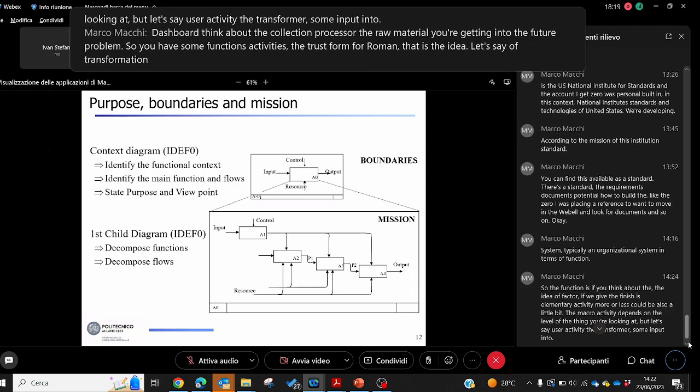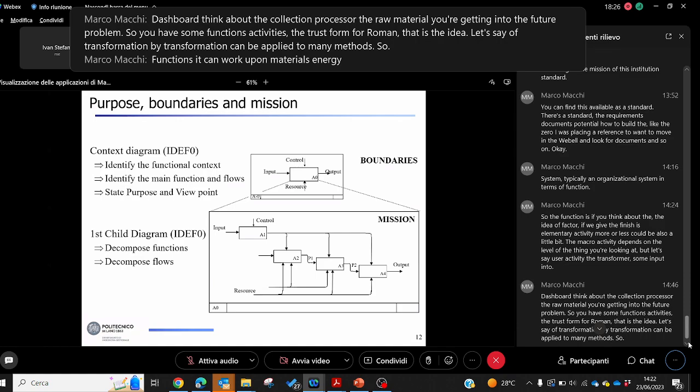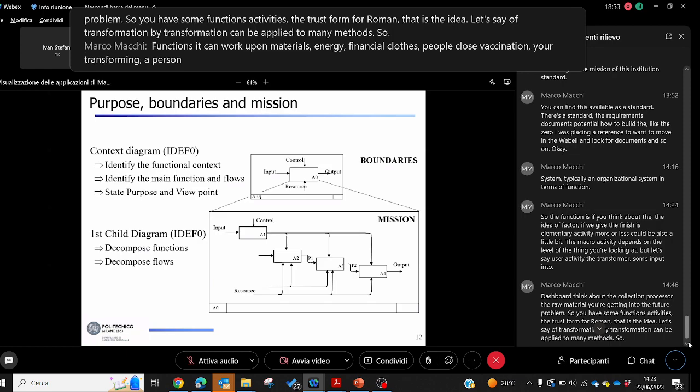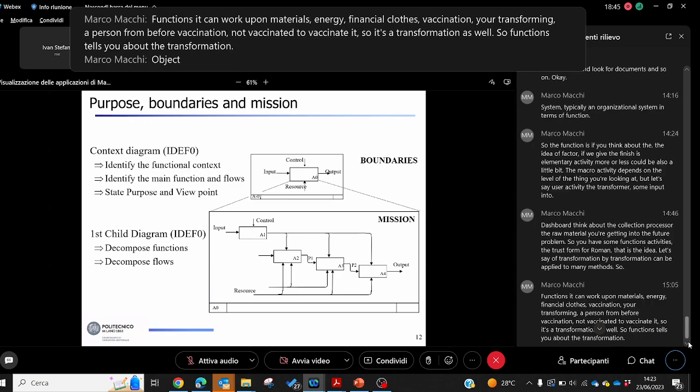But transformation can be applied to many things. Functions can work upon materials, energy, financial flows, people flows. Vaccination: you're transforming a person from not vaccinated to vaccinated. So it's a transformation as well. Functions tell you about the transformation of some objects that change their characteristics, starting from input and getting to the output. Okay? This is quite general.